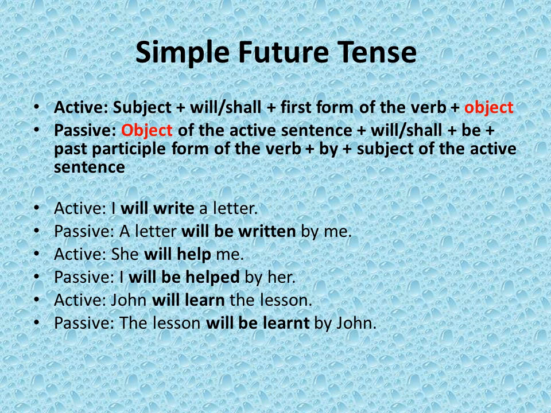So if we have the sentence I will write a letter, in the passive form it's a letter will be written by me. Another example, she will help me. Passive, I will be helped by her. Another one, John will learn the lesson. The lesson will be learnt by John.